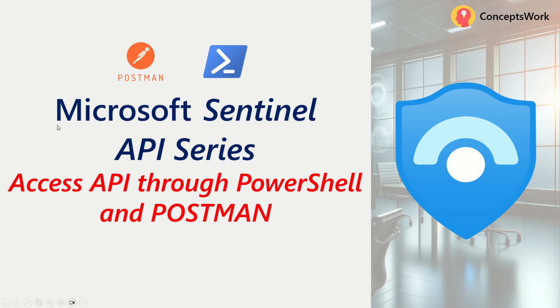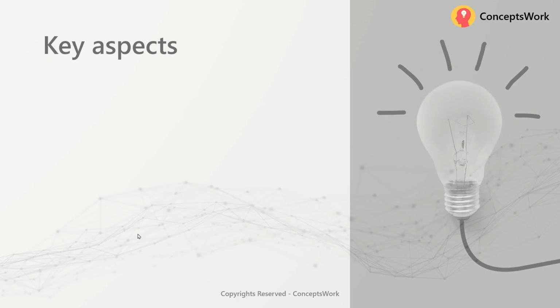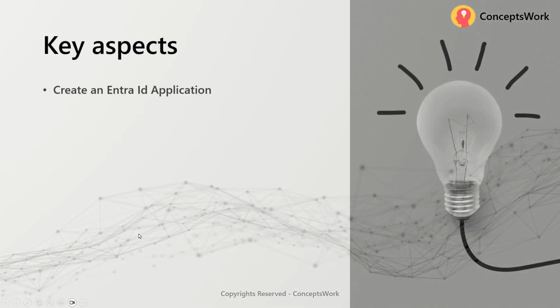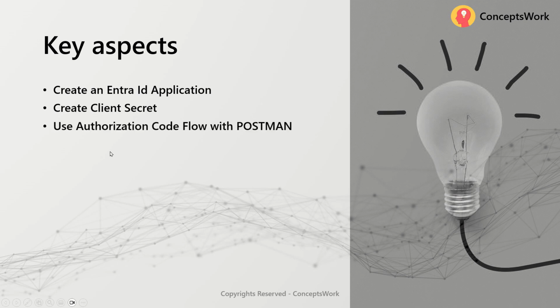This is the second video of the entire series, which is for Microsoft Sentinel APIs. And in this video, I'm going to showcase how you can access Microsoft Sentinel API through Postman and PowerShell. Now, the key aspects that I'm going to cover in this particular video are creation of Entra ID application, creation of client secret, using authorization code flow with Postman, and using client credential flow with PowerShell.